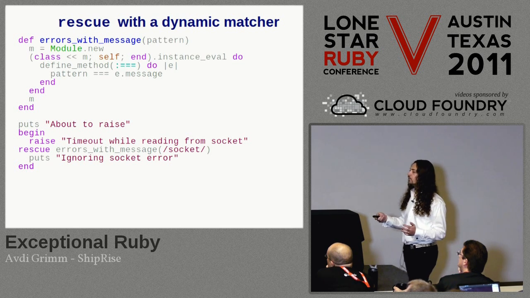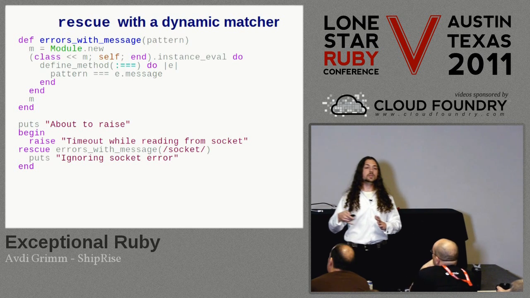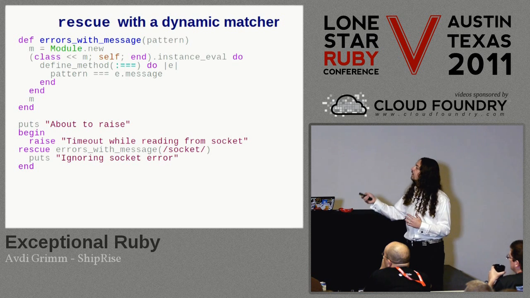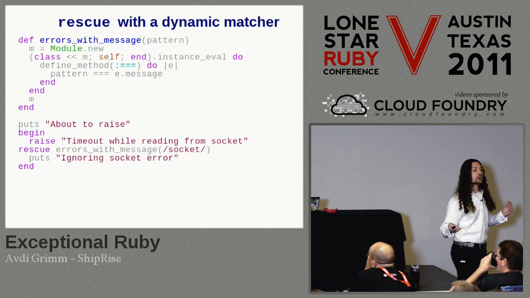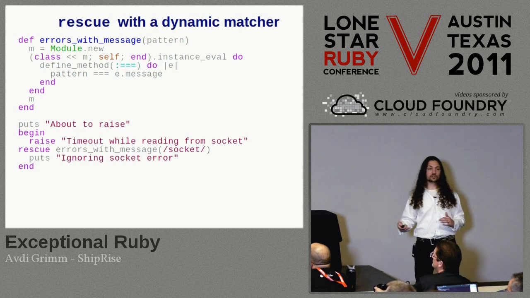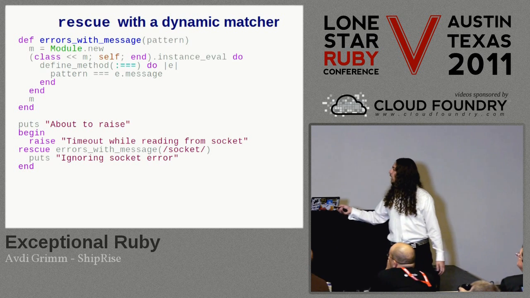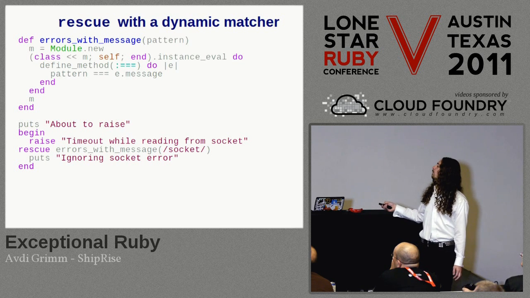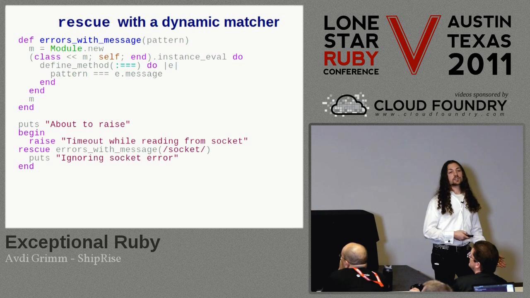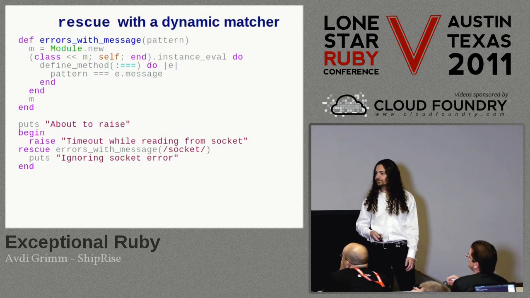Now, there's a bit of a gotcha here. Ruby somewhat arbitrarily requires that the object passed to rescue be a class or a module. It can't just be some instance of Object. So we have to do a little bit of fancy coding to generate a dynamic module which has that triple equals operator on it in order to satisfy Ruby's requirements. But once we've got that out of the way, we can do something like this. We can say, rescue errors with message matching /socket/. That'll rescue any exception with a message matching that regular expression.